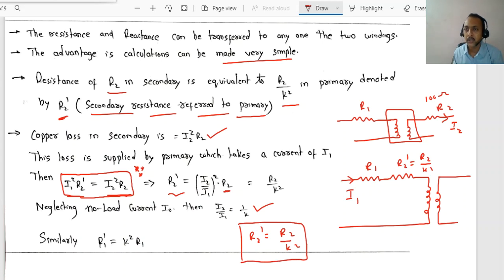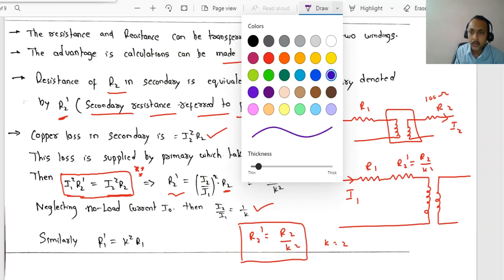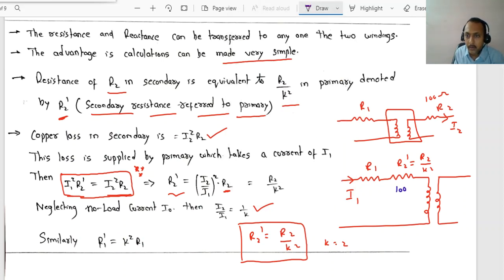Very simple, dear students. For example, before transferring, if you take K equal to 2, and the secondary side is 100 ohms, now if you bring it towards the primary side, that value must be equal to how much? 100 divided by K square, with K given as 2, so 100 by 4, 25 ohms. Whatever is there as 100 ohms in the secondary now will become 25 ohms in the primary. Very simple.